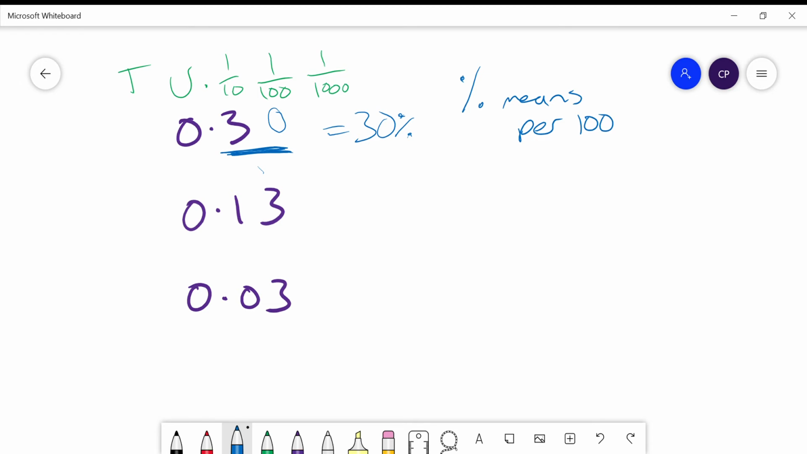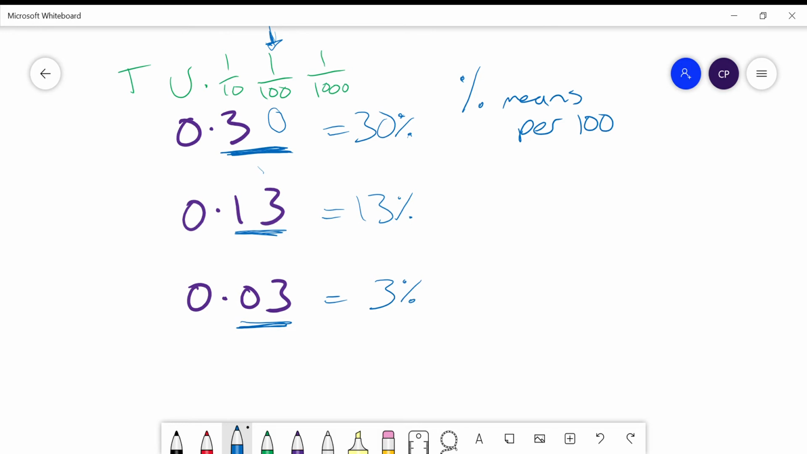We're going to move down now to 0.13. Again, I want to know how many I've got per 100. So I look at my hundredths column, and I look down below. I've got 13 per 100, which means I've got 13%. And we'll go down to the bottom one, 0.03. Altogether, I've got 3 hundredths. So 3 per 100, which is 3%.